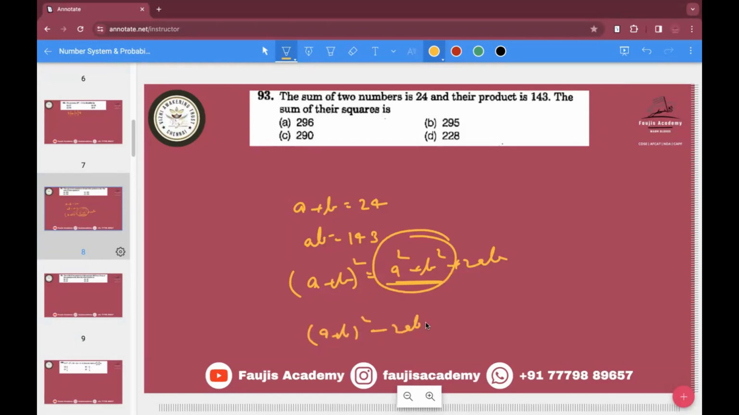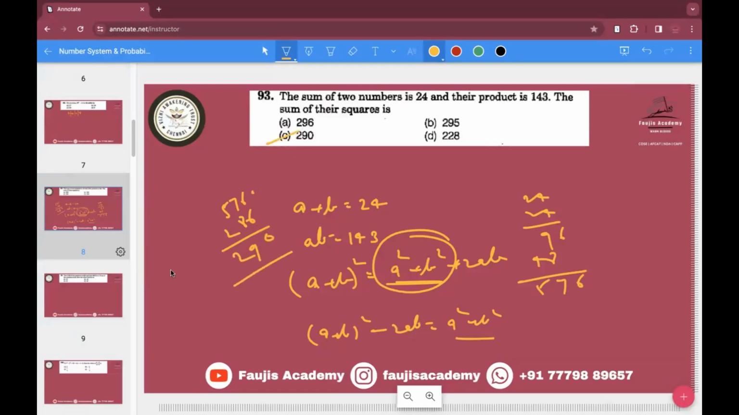Thank you so much. Let's do some speed math over here as well. A plus B whole square, 24 square is how much? 576. Minus 2 times 143, which is 286. Thank you so much. Next.